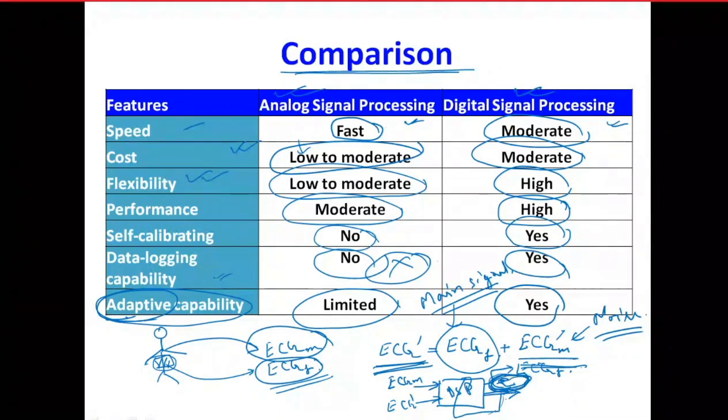So this is how the adaptive capability of digital signal processing is of utmost importance. I have given just one example. There are many other examples. However, this is one of the common examples of using adaptive digital signal processors for extracting the required information from the signals.